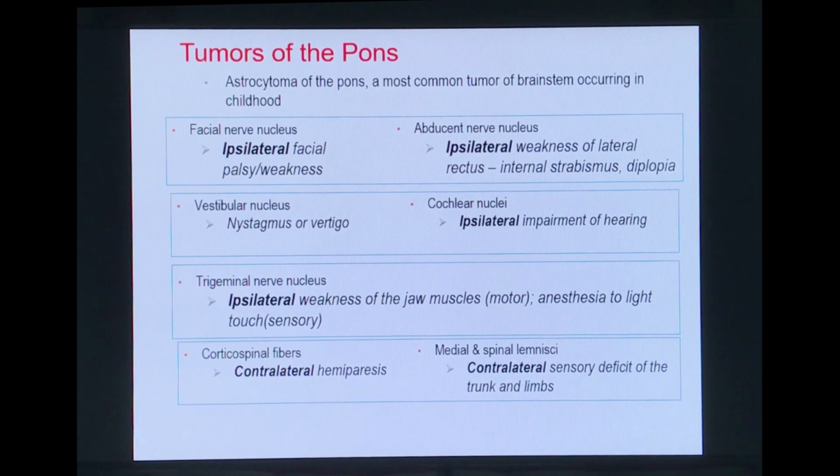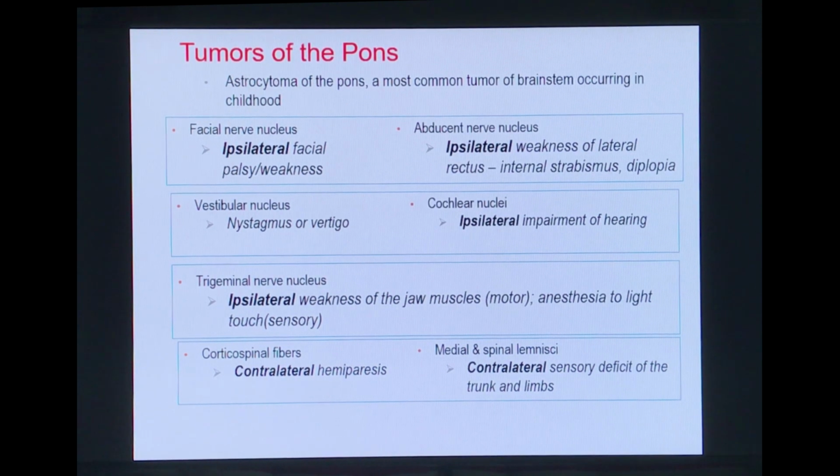Then if there is compression on the corticospinal fibers, since it is above the crossing, the patient will have contralateral hemiparesis, a weakness. Hemiparesis is weakness, and sometimes it can be hemiplegia, but most commonly it is hemiparesis, a weakness on the contralateral side. If medial and spinal lemnisci are involved, again it is above the crossing. The medial lemniscus crosses at the level of medulla, and the spinal lemniscus, that is the spinothalamic tract, at the spinal cord level. So the patient will have contralateral sensory deficit of the trunk and the limbs.